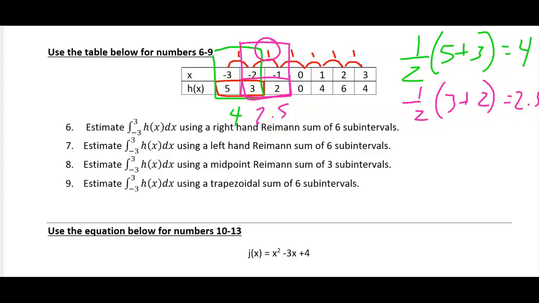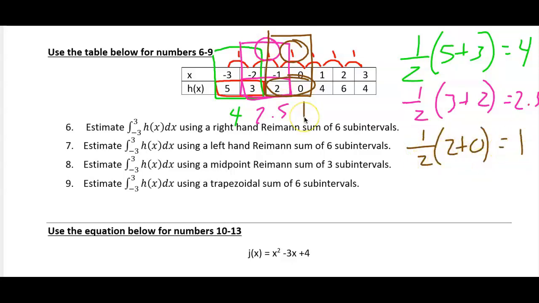And we'll just go ahead and keep continuing that process there. My next one. Height is 1. Bases are 2 and 0. That one's 1. Next pair. Height is 1. Bases are 0 and 4.